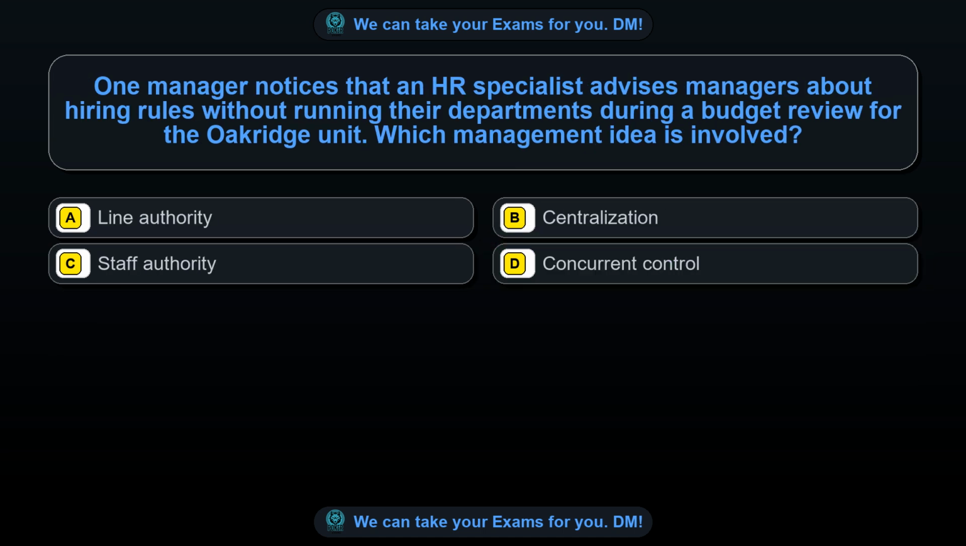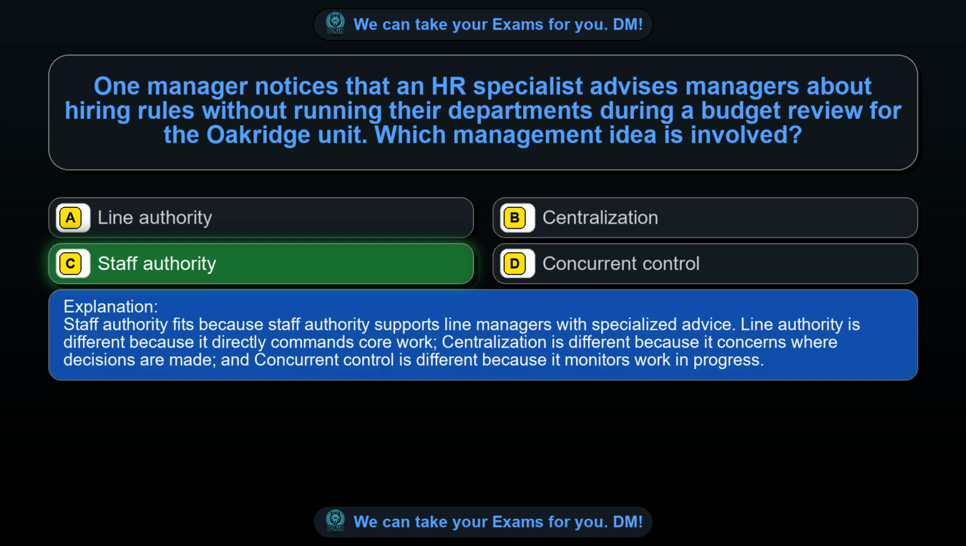Question 43. One manager notices that an HR specialist advises managers about hiring rules without running their departments during a budget review for the Oak Ridge unit. Which management idea is involved? Option A, line authority. Option B, centralization. Option C, staff authority. Option D, concurrent control. The correct answer is option C, staff authority.